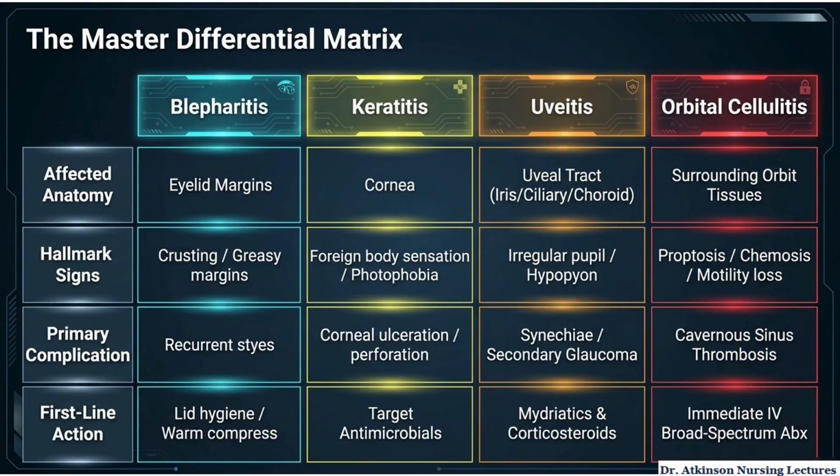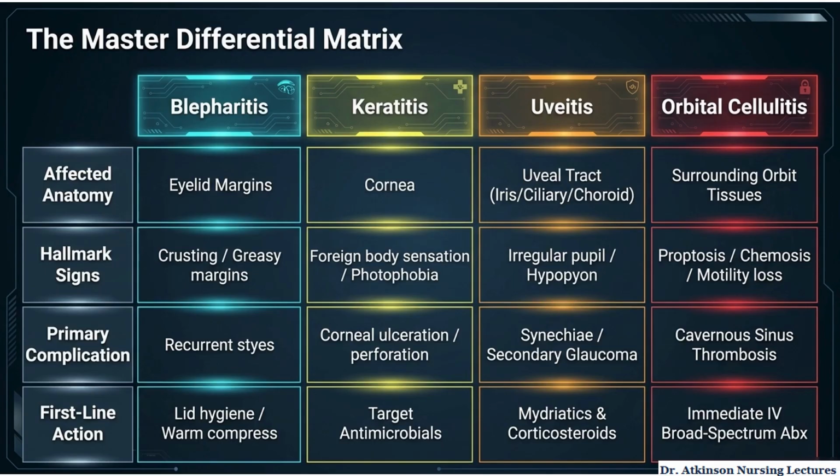Keratitis. Affects the cornea. Hallmark signs are foreign body sensation and photophobia. Primary complication is corneal ulceration and perforation. First-line action is targeted antimicrobials.